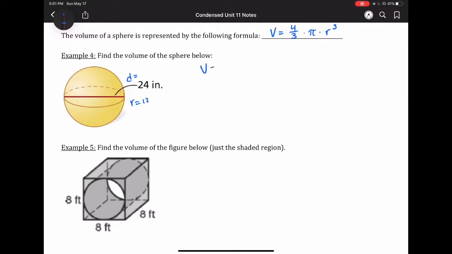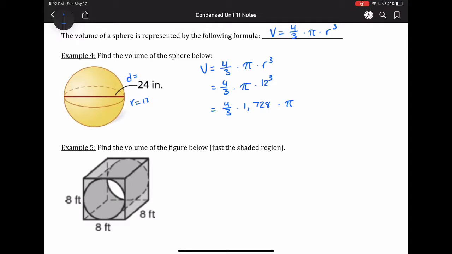So my formula, volume is equal to 4/3 times pi times the radius cubed. If I were to take my information and plug that in, that gives me 4/3 times pi times radius of 12, 12 cubed. All right, let's rearrange this. 4/3 times 12 cubed. 12 cubed is equal to 1,728 times pi. 4/3 times 1,728 could be a little messy.